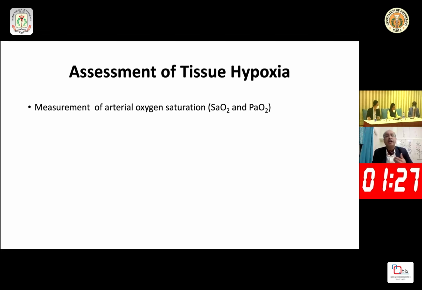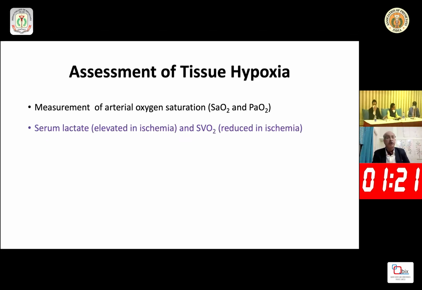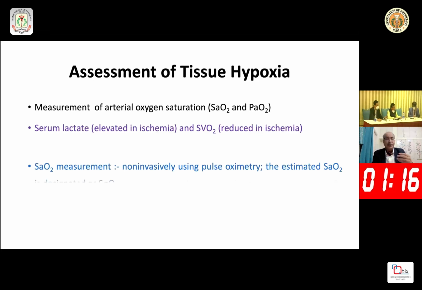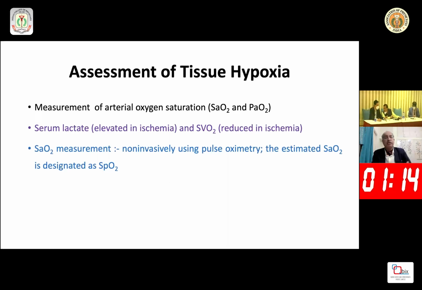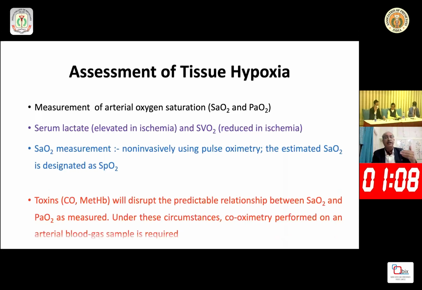So the question comes of the assessment of tissue hypoxemia. So you measure arterial oxygen concentration. That is SaO2, the oxygen saturation, and PaO2, the partial pressure of oxygen. We also look at serum lactate and base deficit, but that is not the time right now to discuss it. Then you have SO2 measurement non-invasively. When you use it, it becomes pulse oximetry, that is SpO2.